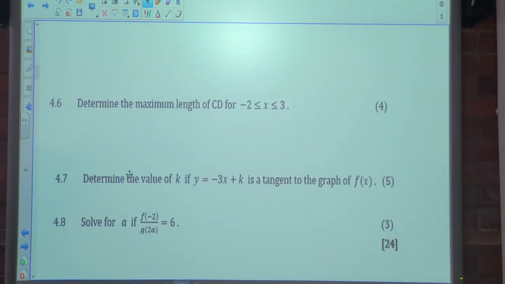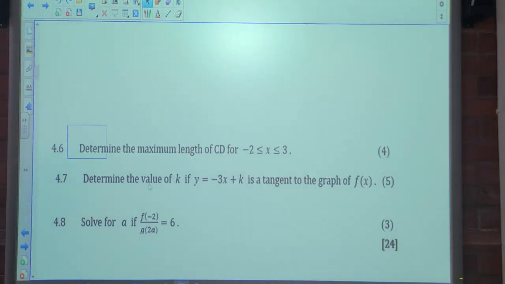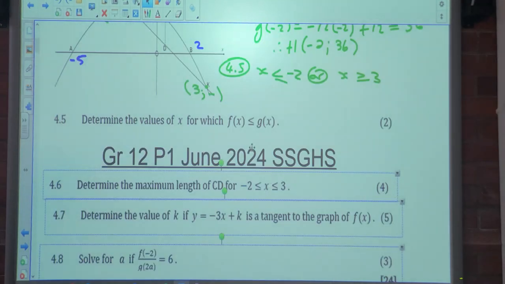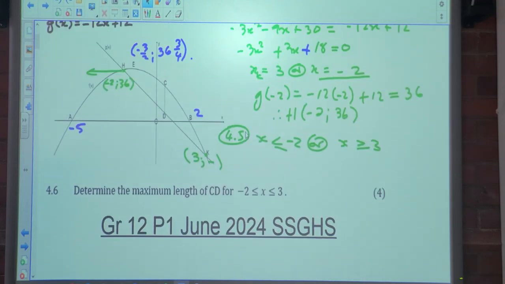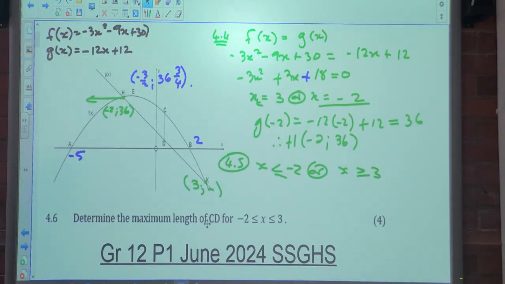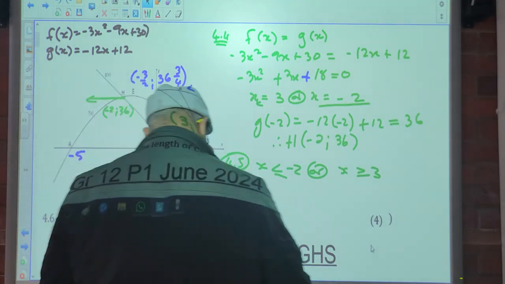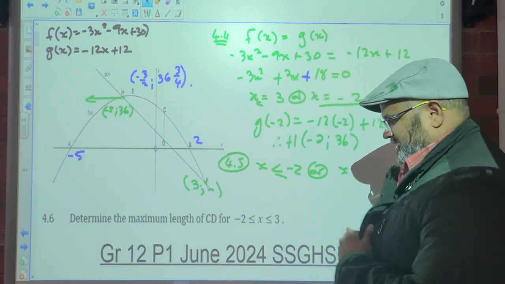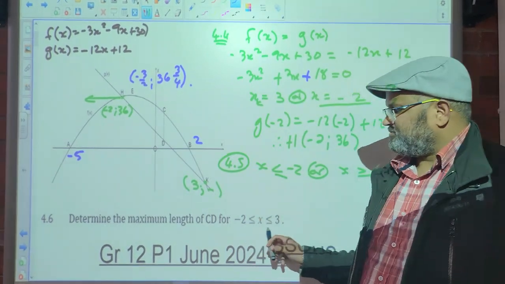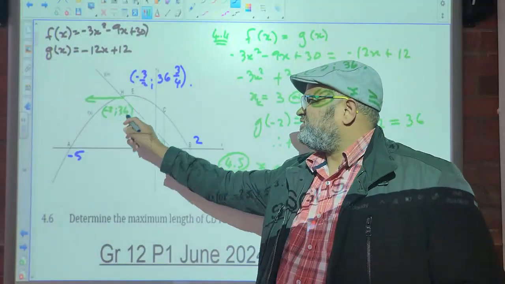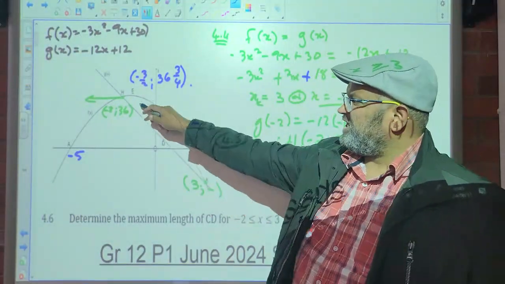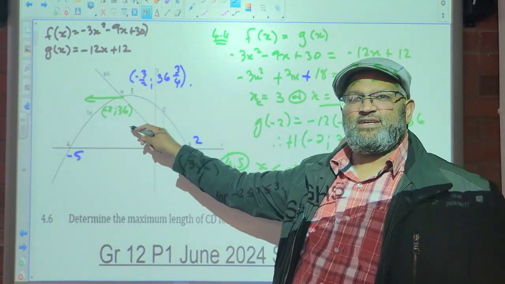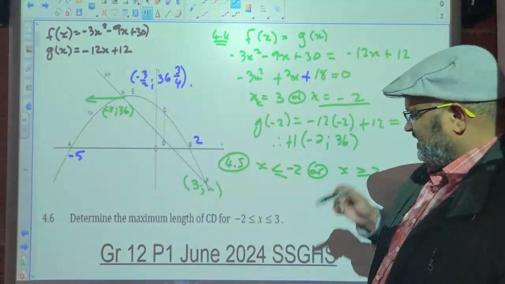4.6, 7, 8. There's 3 more questions. Let's put it down. 4.5. Determine the maximum length of CD for x is greater than or equal to -2 but less than or equal to 3. People, what does this mean? This means to say that C is between -2 and 3. Can you see anywhere between that? That is where CD will lie. Can you see that? So the question says determine the maximum length of CD.